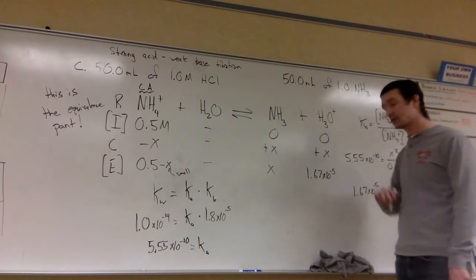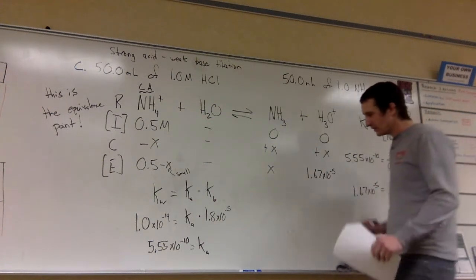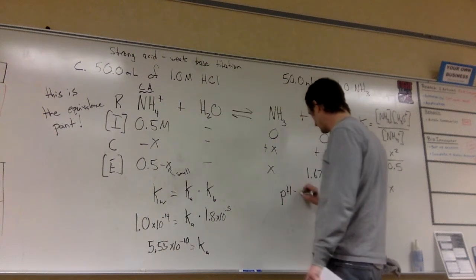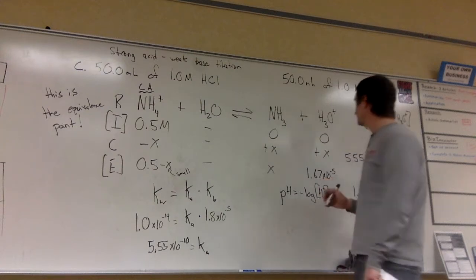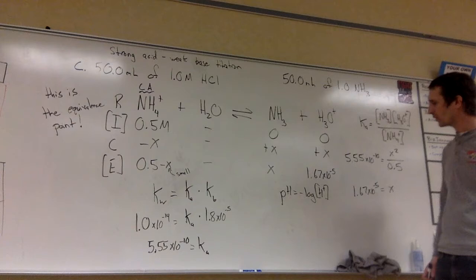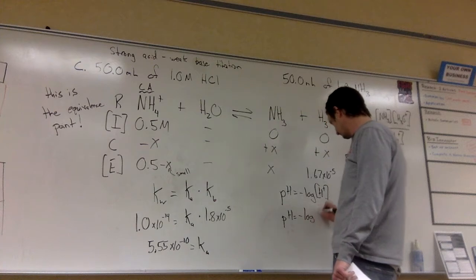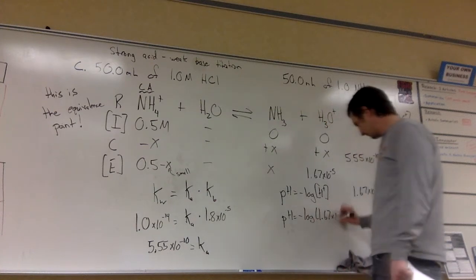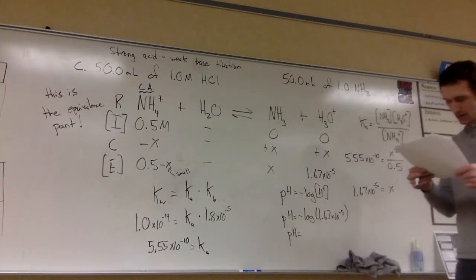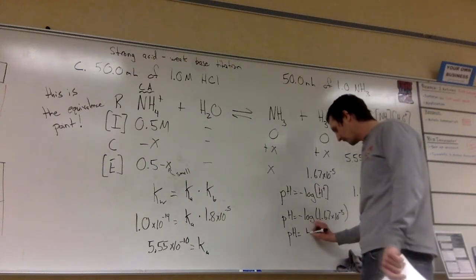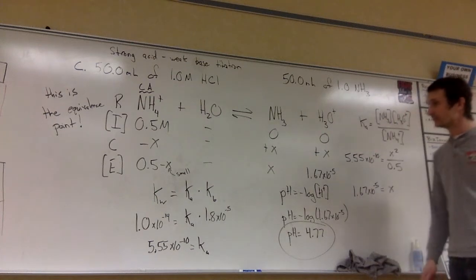And so if you've got your concentration of hydronium, you've got your concentration of hydrogen, and hence you can find pH. Remember, pH is negative log of the hydrogen ion concentration. Hydrogen and hydronium are equivalent to one another, and so I got pH is equal to, when I crunched that number, 4.77. There it is.